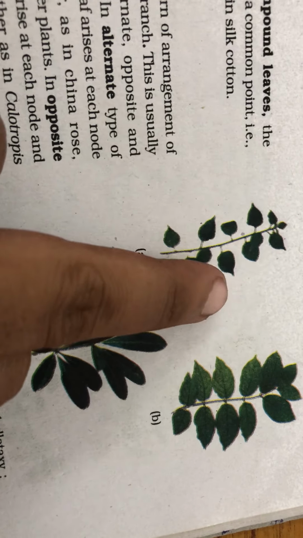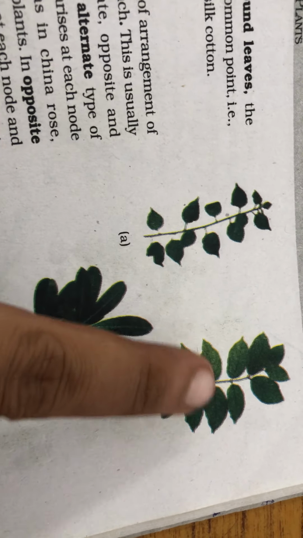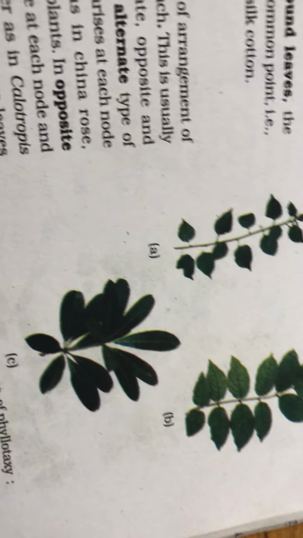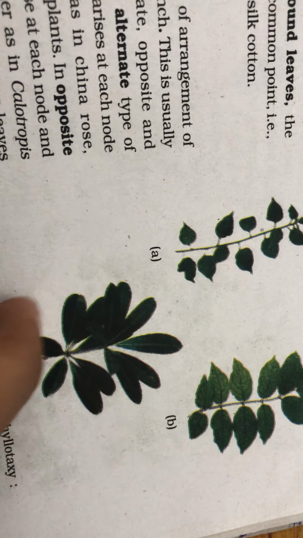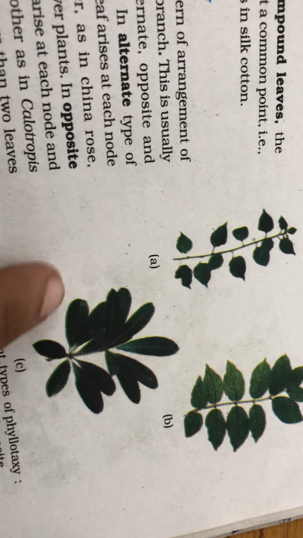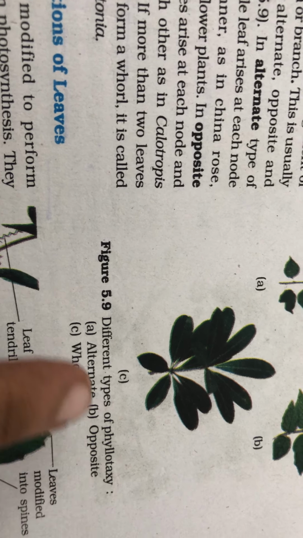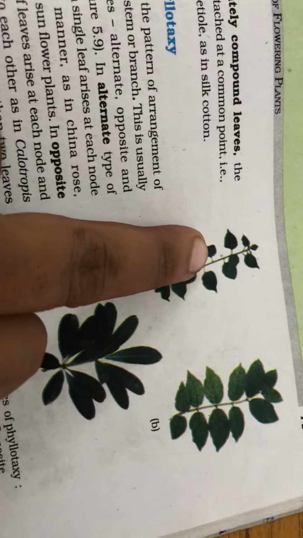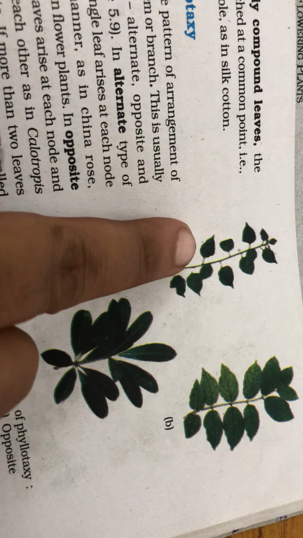One is up and the next is down, alternately. Here they are exactly opposite. And here they are arranged in a circle. So these are the different types of phyllotaxy, that is alternate, opposite and whorled. This is alternate, this is opposite and this is whorled.